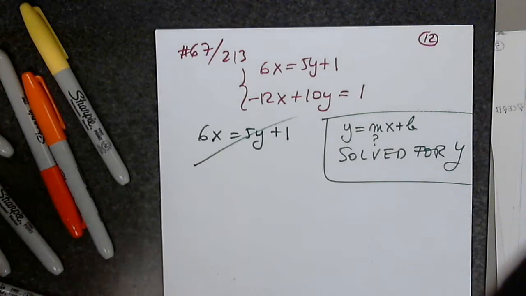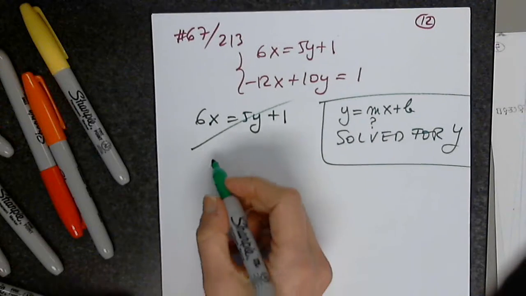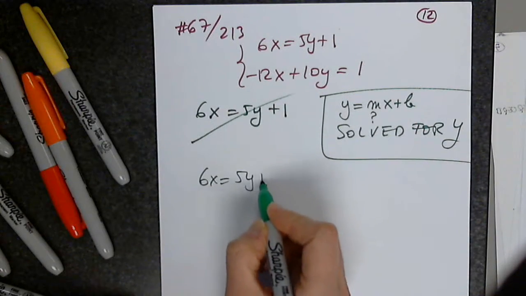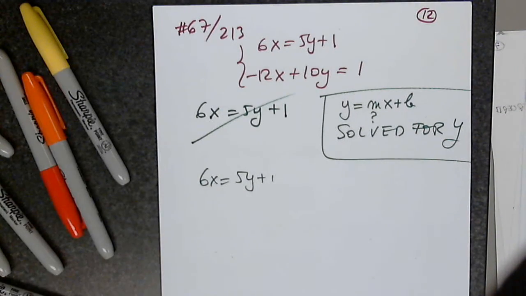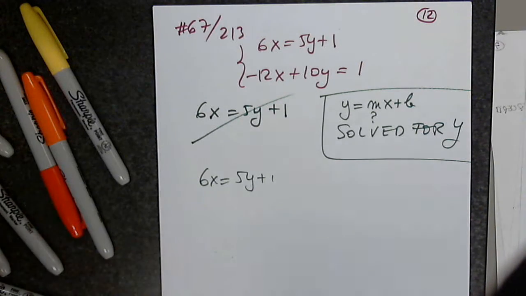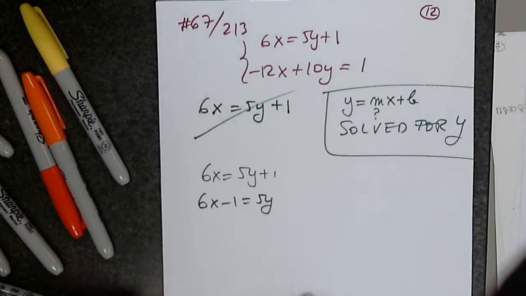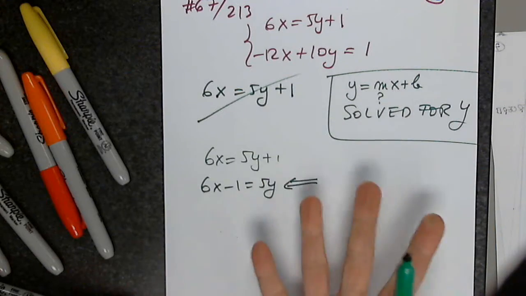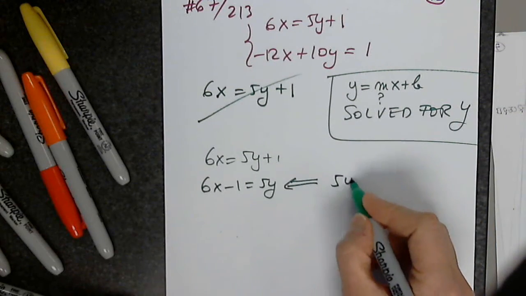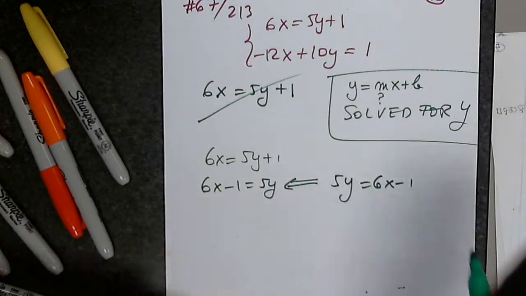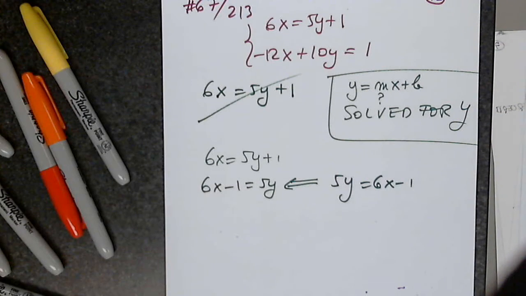Solve for y. Good. So one more time, 6x equals 5y plus 1. How do I solve for y? What will be the first step? Subtract 1. Of course. So then I'm going to write it 6x minus 1 equals 5y, but I want to have it from the right correctly in order. So I'm going to reverse it as 5y equals 6x minus 1. Writing it from left to right or from right to left is the same thing. So what would I have to do now? I have one more step.